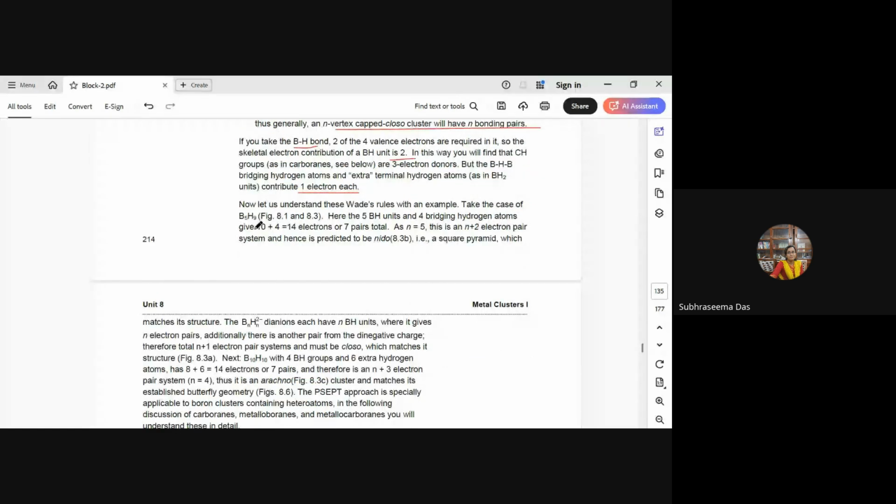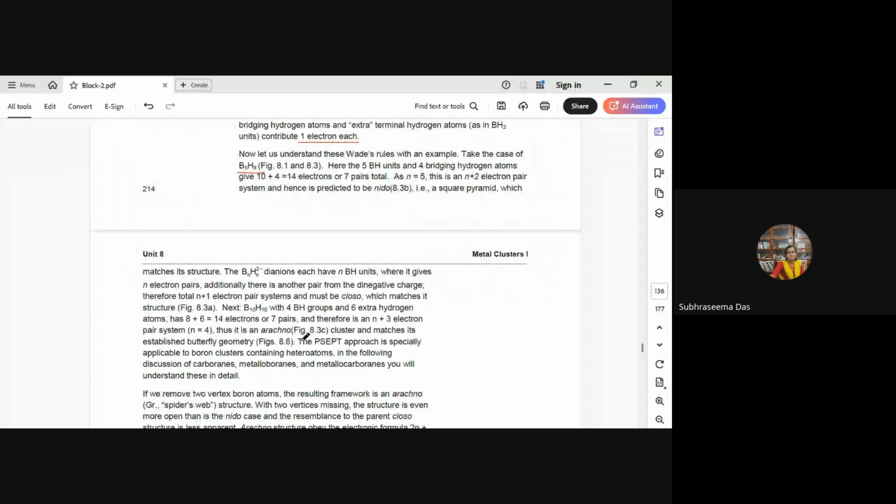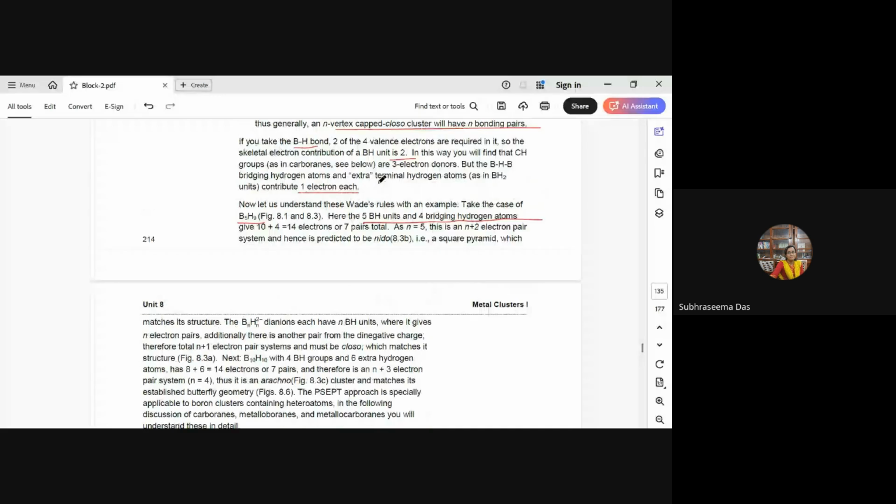So let us take the example of B5H9, which is shown in figures 8.1 and 8.3. In B5H9 there are 5 BH units and 4 bridging hydrogen atoms. Since there are 5 BH units, we know that 1 BH unit contributes 2 electrons. So 5 BH units give us 10 electrons, and there are 4 bridging hydrogens, each contributing 1 electron. So it becomes 10 plus 4, which is 14. So overall it becomes 7 pairs.